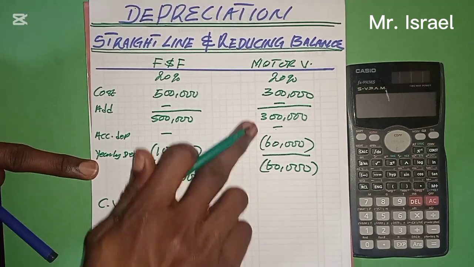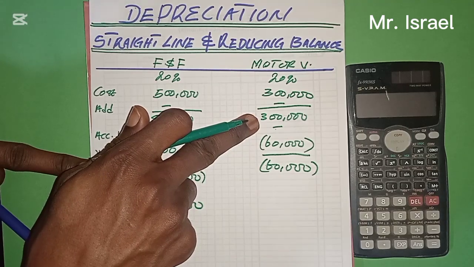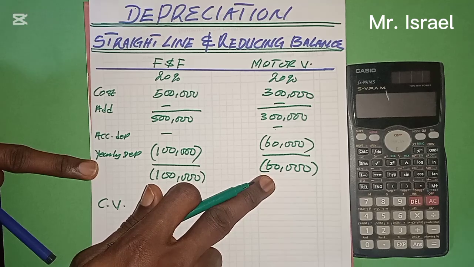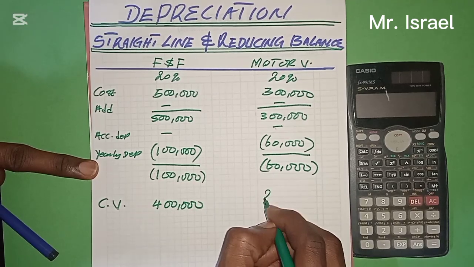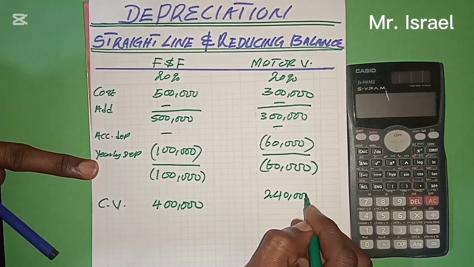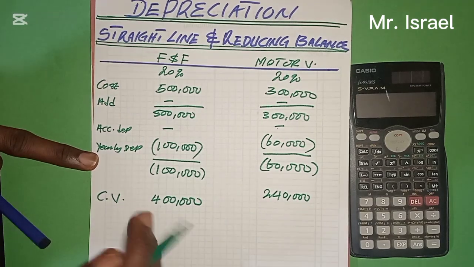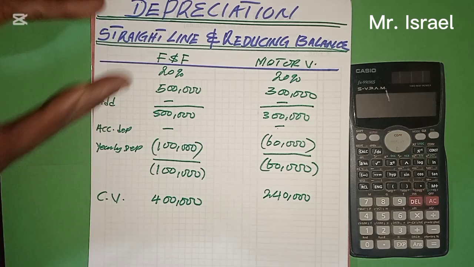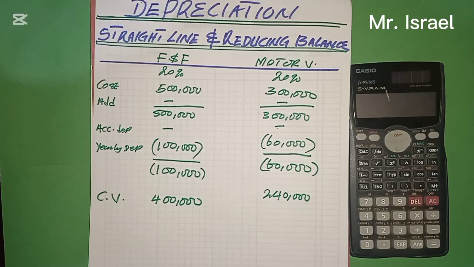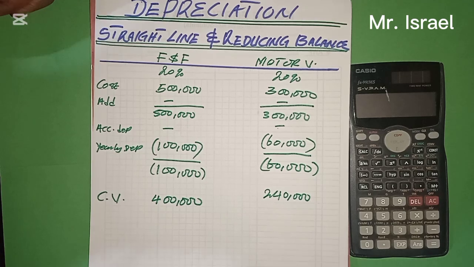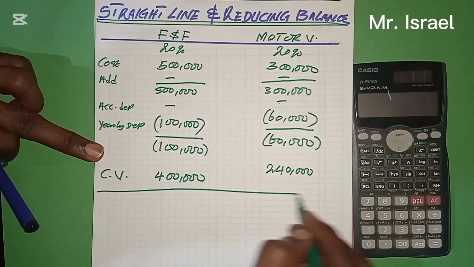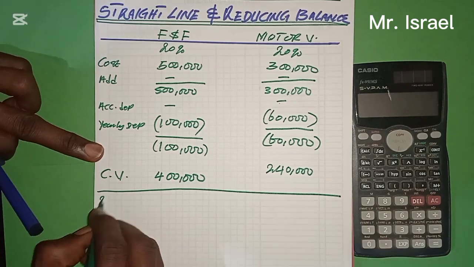60. This figure minus this figure will now give you 240. Please use your calculator to confirm what I'm doing. Now this is the carrying amount for the first year. For the first year, you will not see any difference between the straight line and reducing balance method. Let's continue with the second year. Permit me to rule this line. Let's say second year.